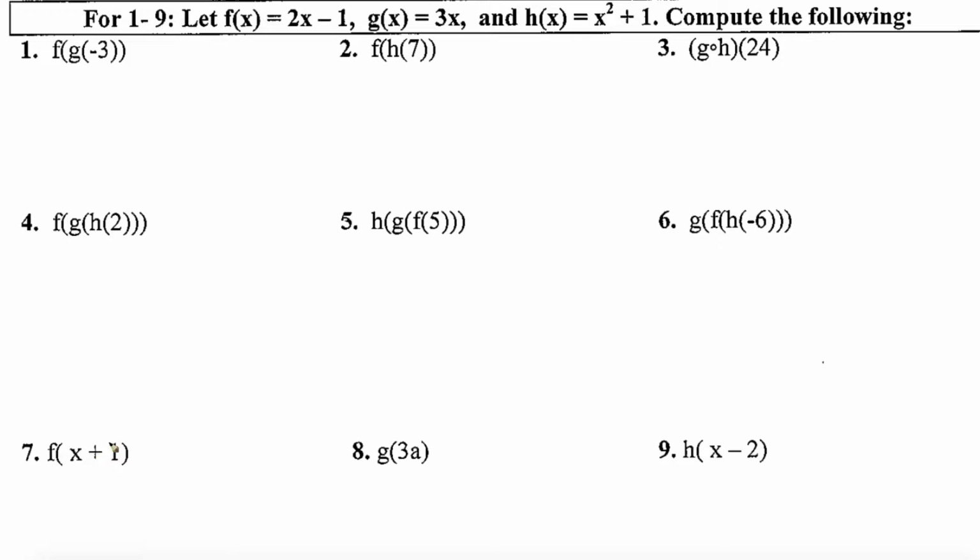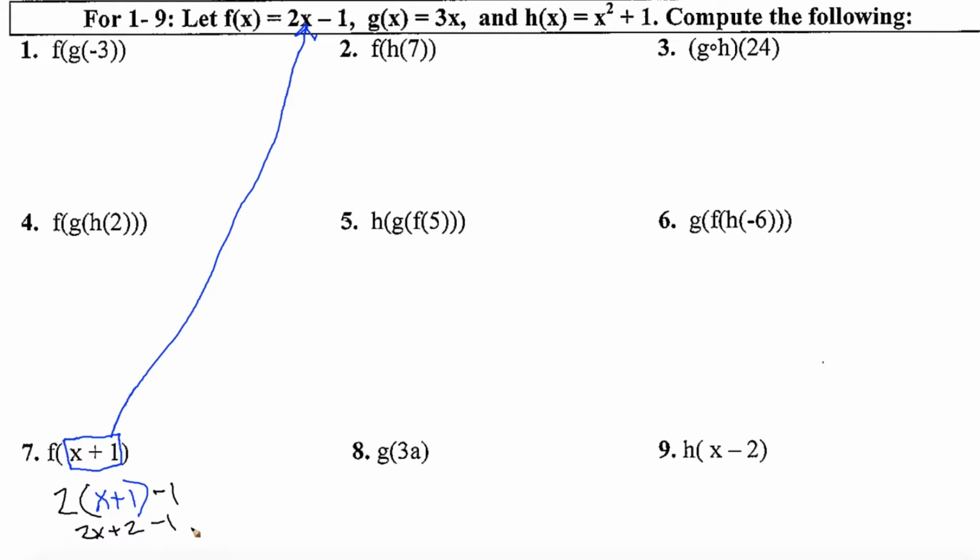Number 7, we have f of x plus 1. All we need to look at is what's replacing x. In this case, it's x plus 1. So that is what goes in for x. So we have 2 times x. What is x? X is x plus 1 minus 1. What's 2 times x? That's 2x. What's 2 times 1? Plus 2 minus 1. What's 2 minus 1? That's 1. So the answer is 2x plus 1.